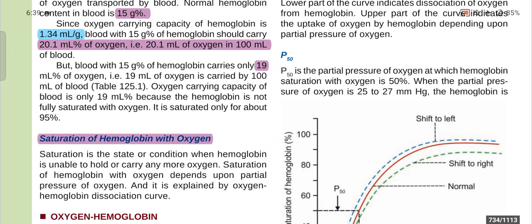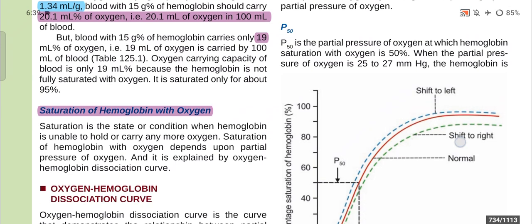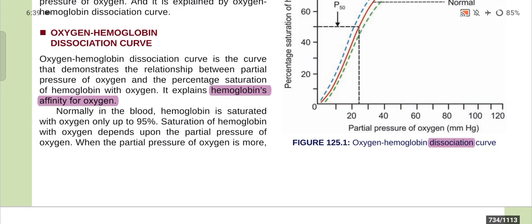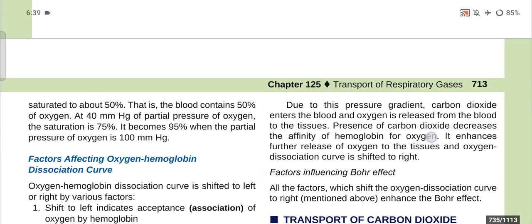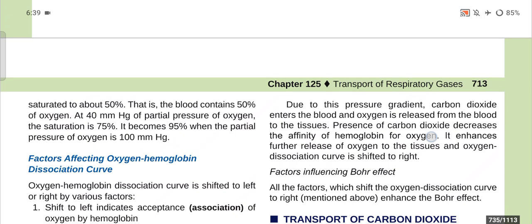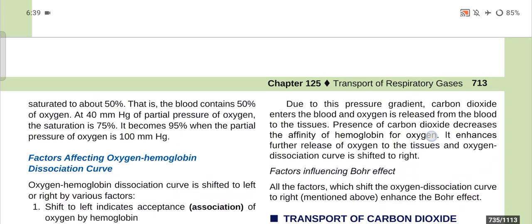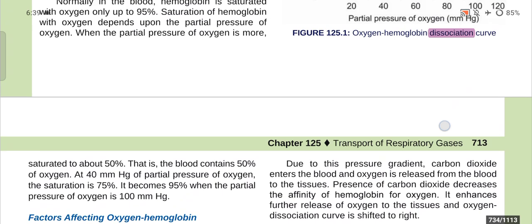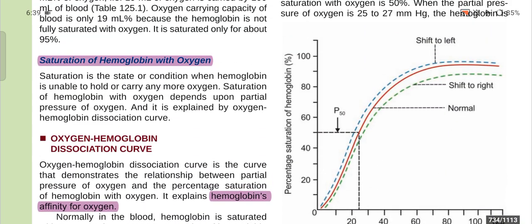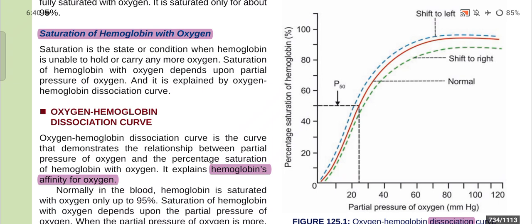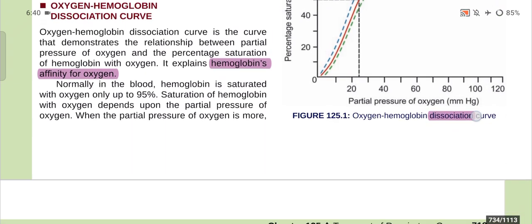So what is the relation? P50 is the partial pressure of oxygen at which hemoglobin saturation with oxygen is 50%. When the partial pressure of oxygen is 25 to 27 mmHg, the hemoglobin is saturated to about 50%, at 40 mmHg the saturation is 75%, and it becomes 95% when the partial pressure of oxygen becomes 100 mmHg. So if we look at the curve, that is the normal curve, that is the P50, and it can shift to left and shift to right. We will discuss that in the next point. And you can see the plotted graph between percentage saturation of hemoglobin and partial pressure of oxygen in mmHg.